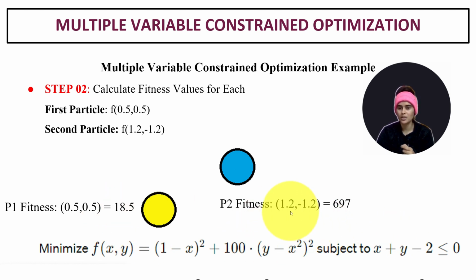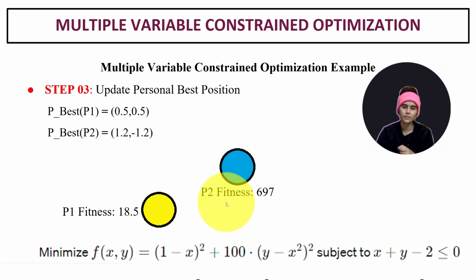Same for the second particle. x is 1.2 and y is minus 1.2. Put the values here, again x2 and y2, and we get the fitness value, that is 697. Now we will update their personal best. Personal best is their own fitness value. So here you can see their personal best: for the first particle it is 18.5, for the second particle it is 697.